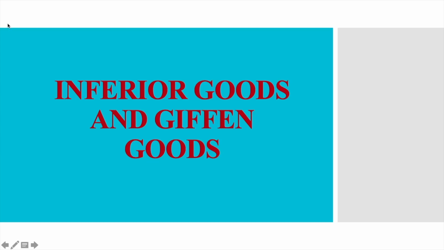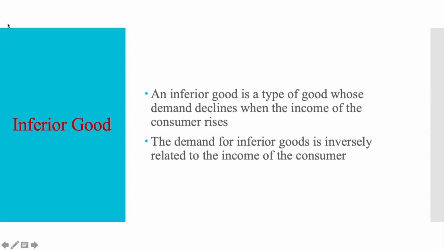Today, let's discuss inferior goods and Giffen goods. An inferior good is a type of good whose demand declines when the income of the consumer rises. We know for a fact that the quantity demanded of a normal good rises as the income of the consumer rises. But the demand of inferior goods is inversely related to the income of the consumer. That is, as the income of the consumer rises, the demand for the inferior good consumed falls.